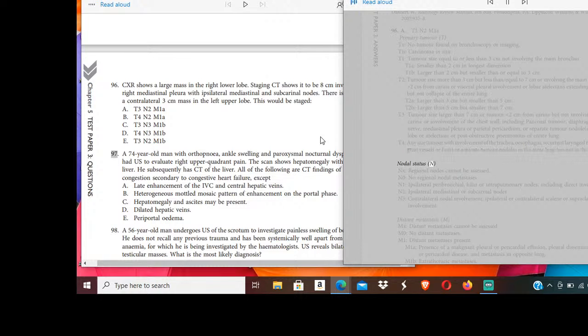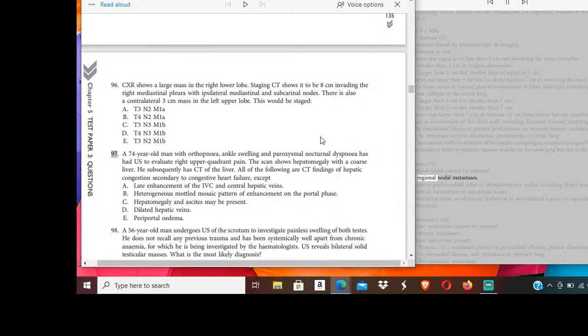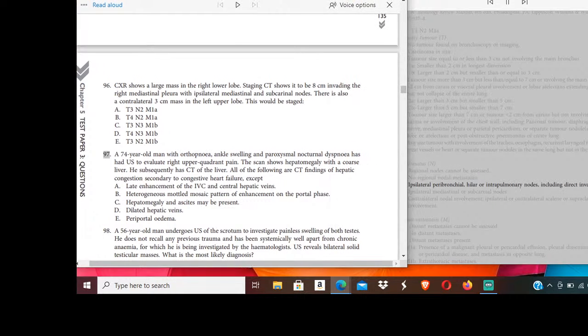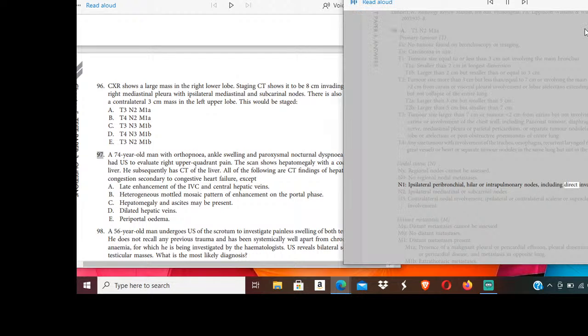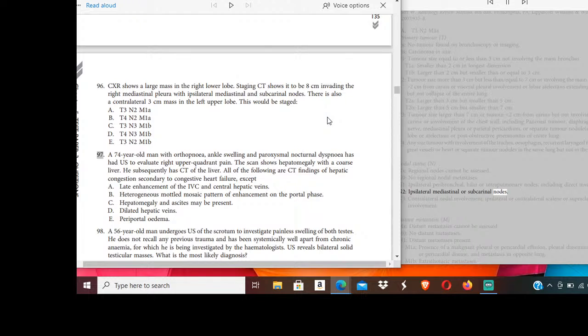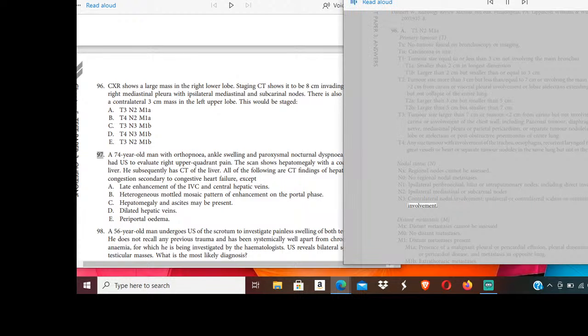Nodal status N. NX: regional nodes cannot be assessed. N0: no regional nodal metastases. N1: ipsilateral peribronchial, hilar or intrapulmonary nodes, including direct invasion. N2: ipsilateral mediastinal or subcarinal nodes. N3: contralateral nodal involvement, or ipsilateral or contralateral scalene or supraclavicular nodal involvement.